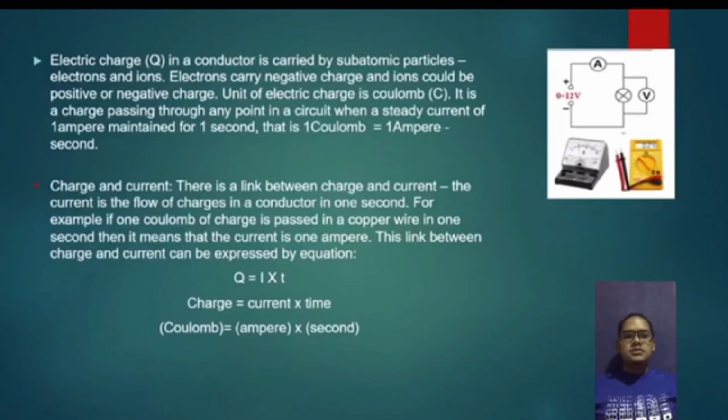Charge and current. There is a link between charge and current. The current is the flow of charge in a conductor in 1 second. For example, if 1 coulomb of charge passes through a copper wire in 1 second, then it means that the current is 1 ampere.